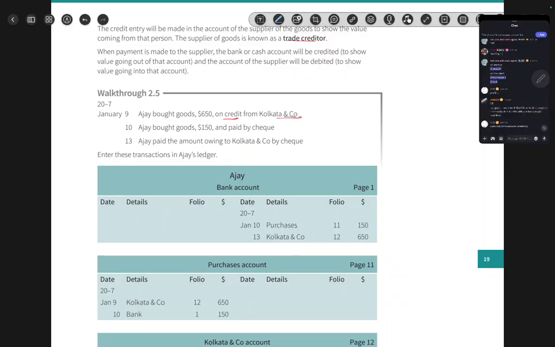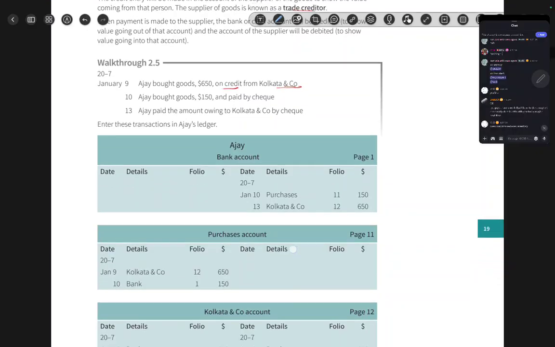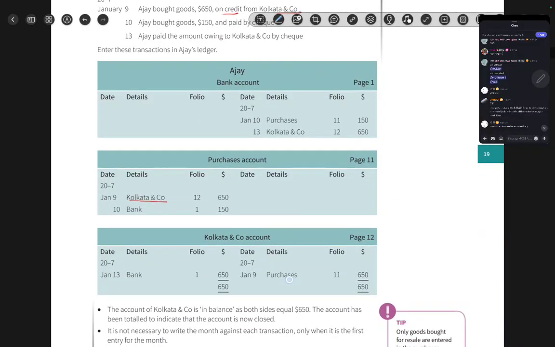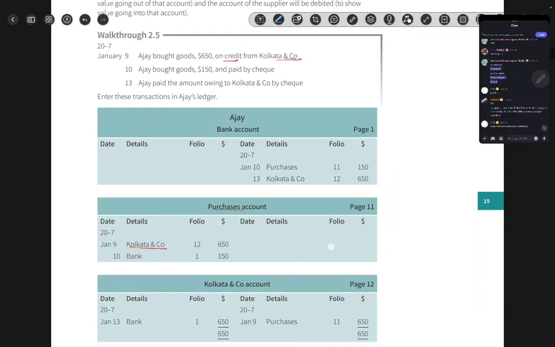So on 9 January, Ajay buys goods. The bank account is not involved yet. We go to purchases and we write Kolkata on the debit side because our purchases are increasing. And what's causing it to increase? Kolkata. So we credit the Kolkata account because of double entry. If it's being debited here, it will be credited here. In the Kolkata account, purchases will be credited. In the purchases account, Kolkata will be debited. Very simple. Now the purchase happened, Kolkata gets credited, everything is nice.